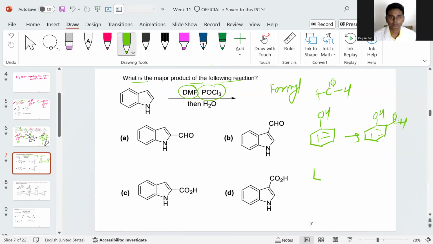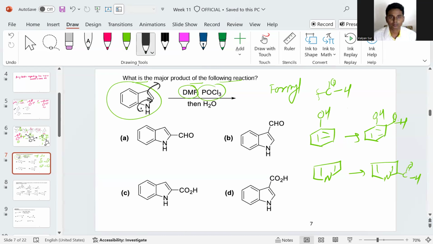If you have some substance like, let's say, like this, then formylation takes place, C double bond OH at this point. And if you look at the substrate, the formylation reaction takes place by, I'll just write down here the delocalization. So via this carbon, that's the C3 carbon, the formylation reaction takes place. So option B is the correct option here.